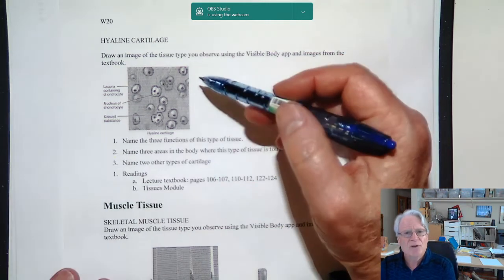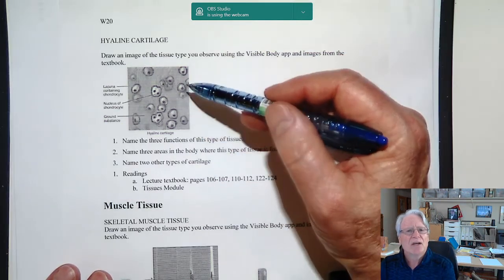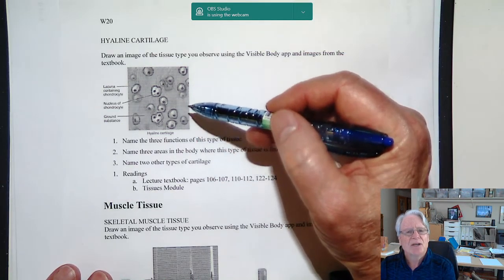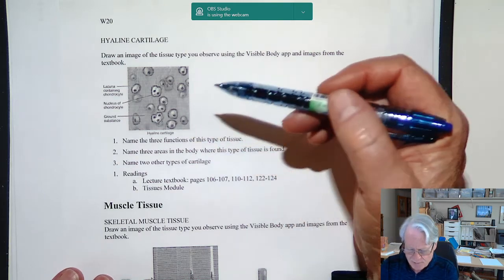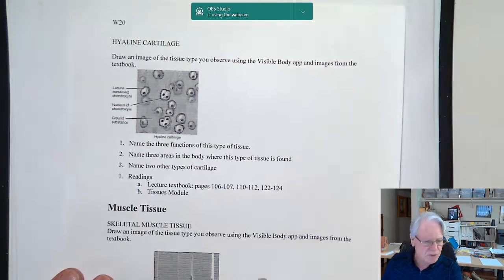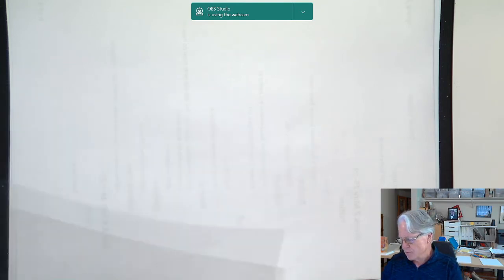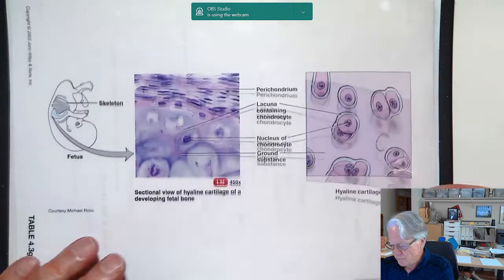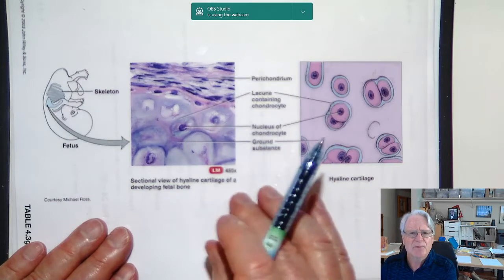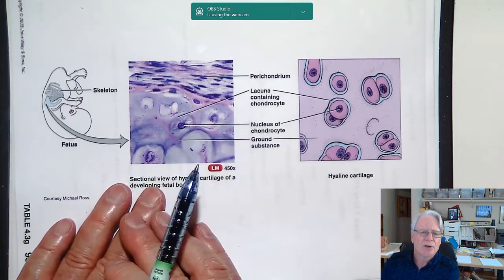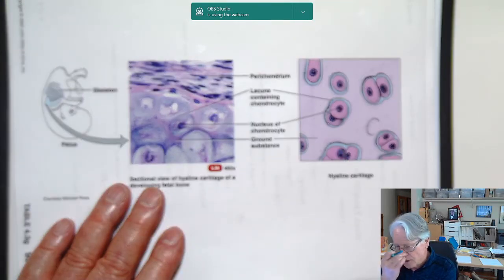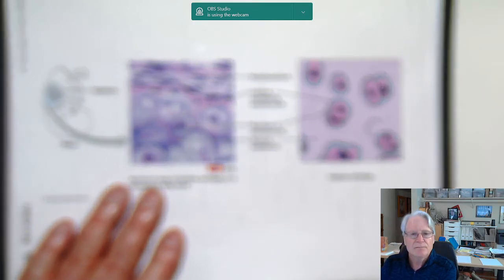So we're focusing here on cartilage. Of the 3 major types of cartilage, this is the most abundant type. And let me go ahead and show you an image of that. So cartilage, and hyaline cartilage, to be specific, is found in a number of places. So your nose, that's hyaline cartilage. Okay.